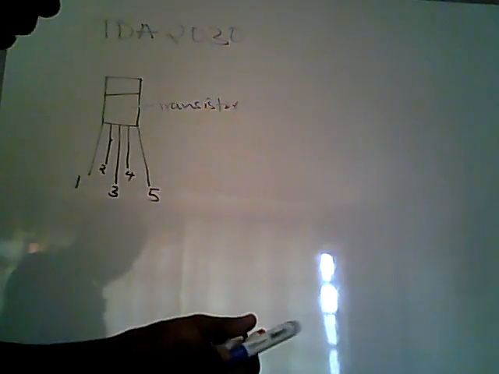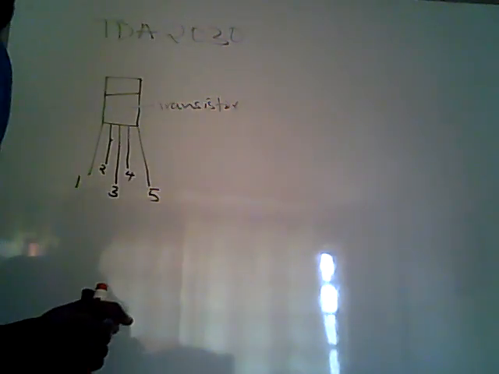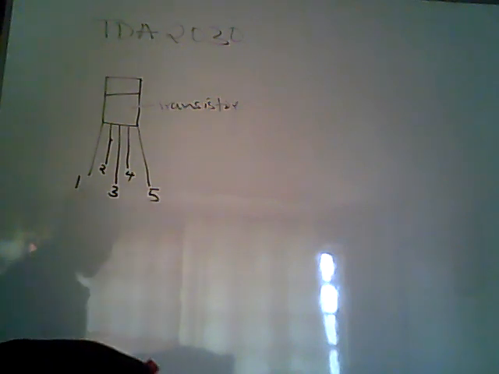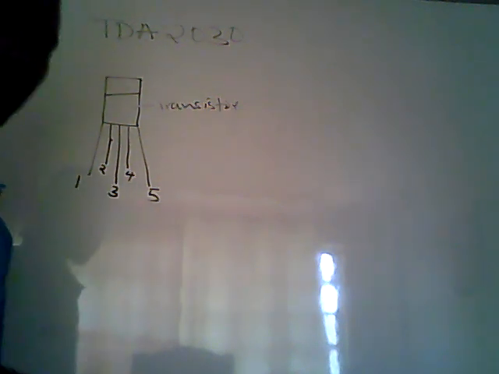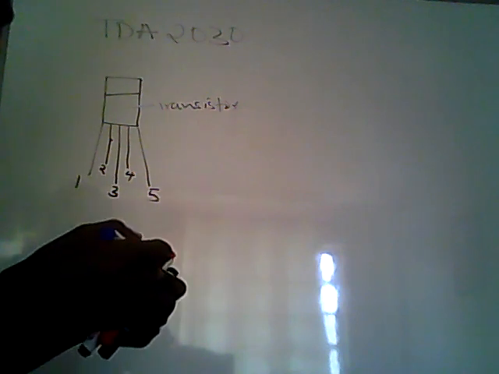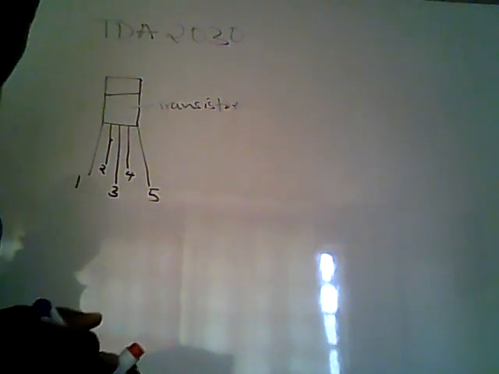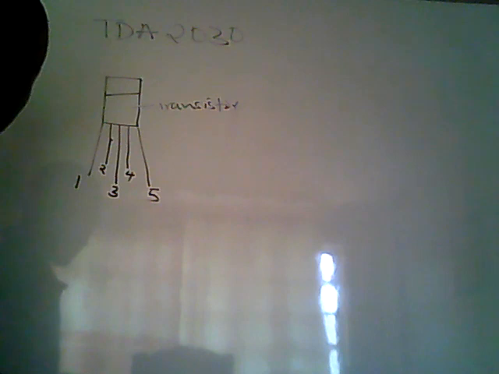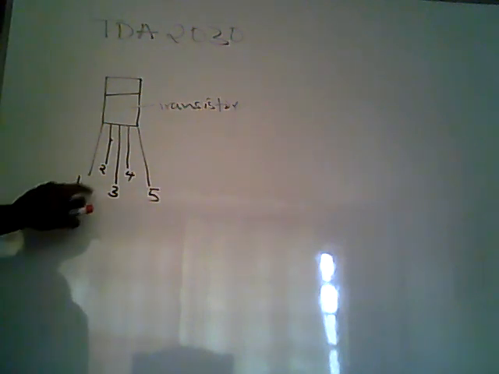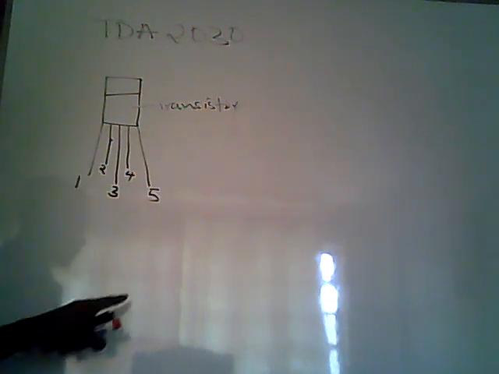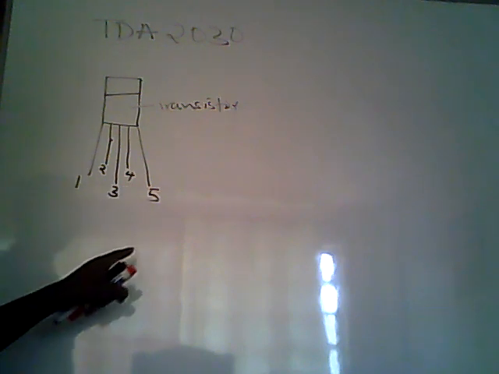Today we shall talk about the transistor, that is TDA 2030. TDA 2030 has 5 pins. We have pin 1, pin 2, pin 3, pin 4, pin 5.